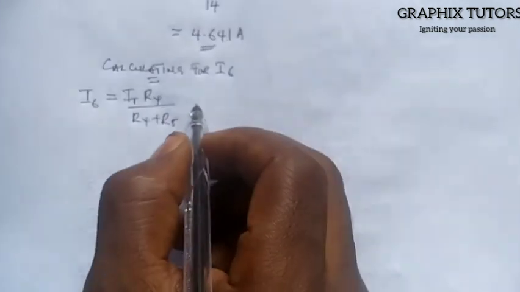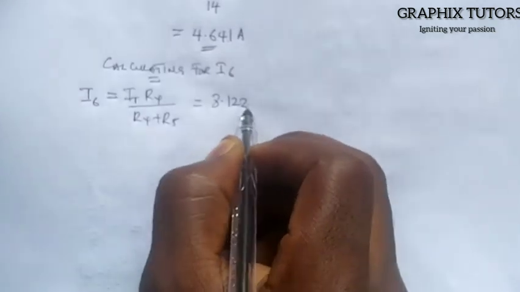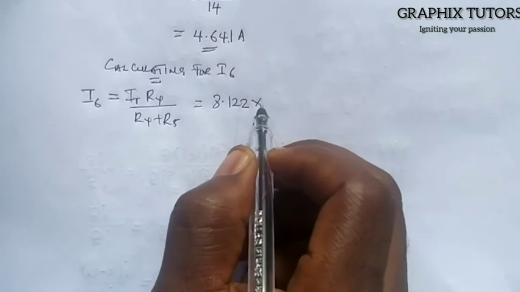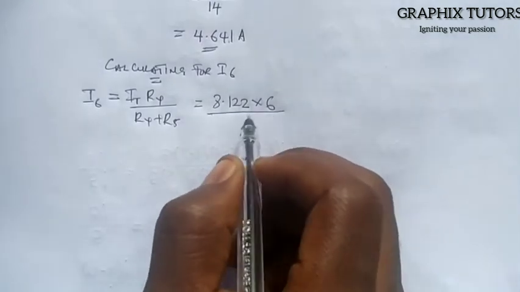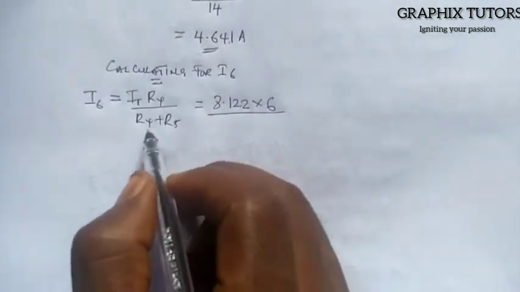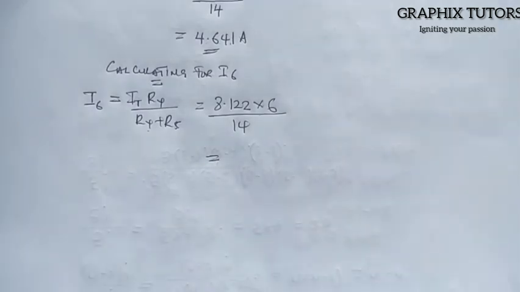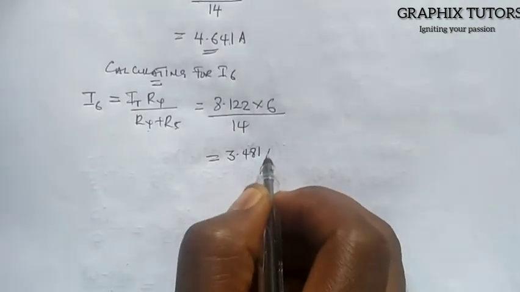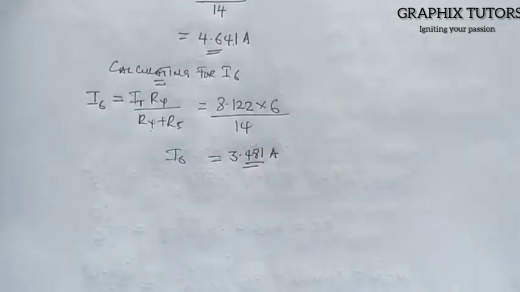So from here, my I total is 8.122, multiplied by my R4, which is 6, all over everything remaining the same, R4 plus R5, 6 plus 8, and that is 14. We'll be having 8.122 times 6 divided by 14. So that is 3.481 amperes. So that is my I6. We've gotten the whole current in these resistors.